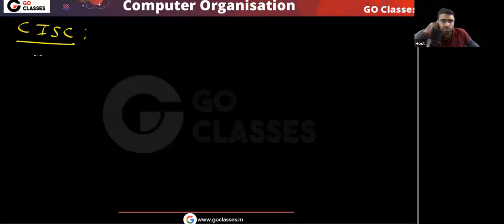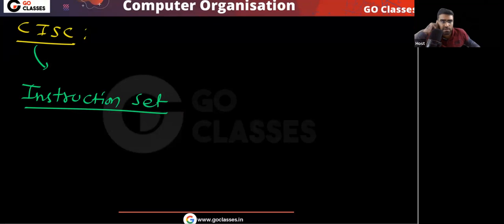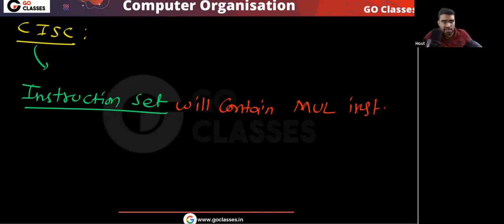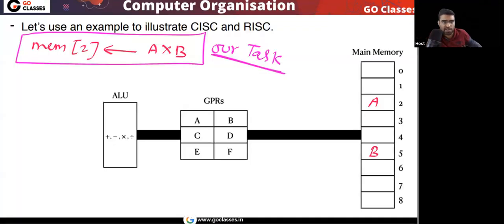So what will the CISC computer do? In the instruction set, remember, this instruction set will contain a multiplication instruction. Please understand what will happen. This is our task: we want to multiply A by B, and we want to store the result in this location.